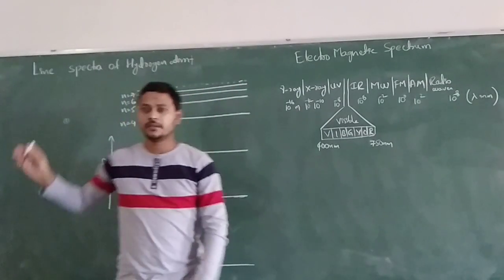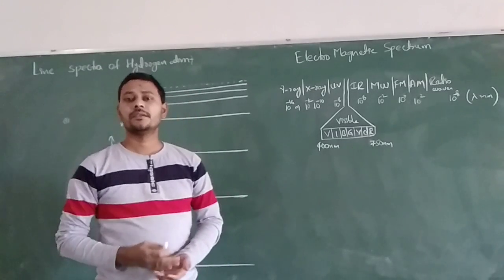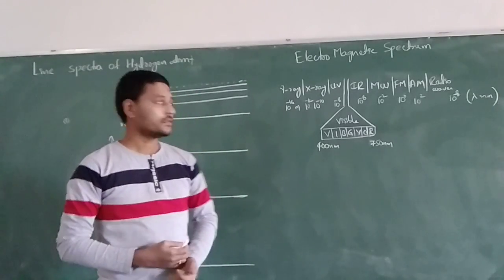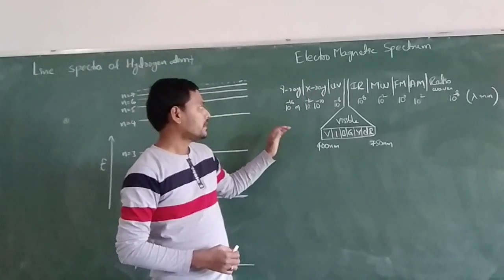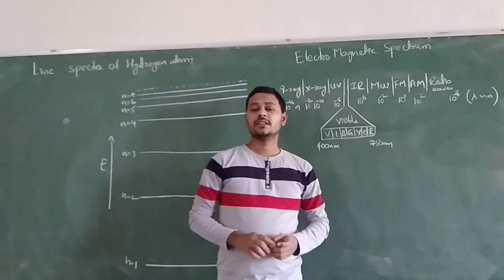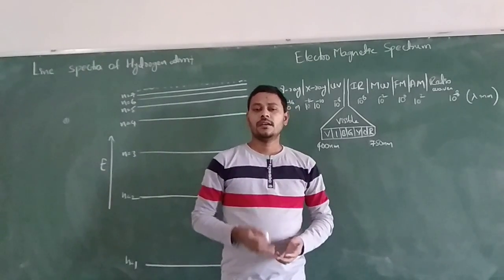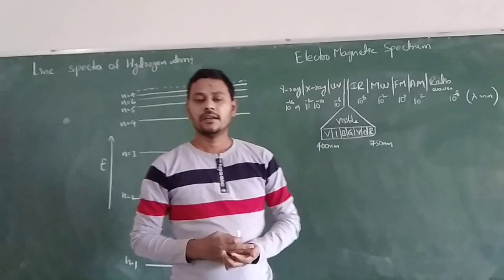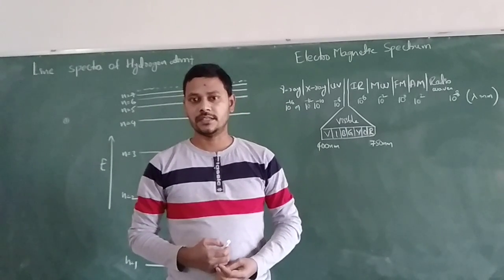First of all, we have to know about spectra, which is also called the electromagnetic spectrum. So, what is the electromagnetic spectrum? Let me discuss. When a charged particle is vibrating, it generates an electric field, and due to that electric field, a magnetic field is also generated.